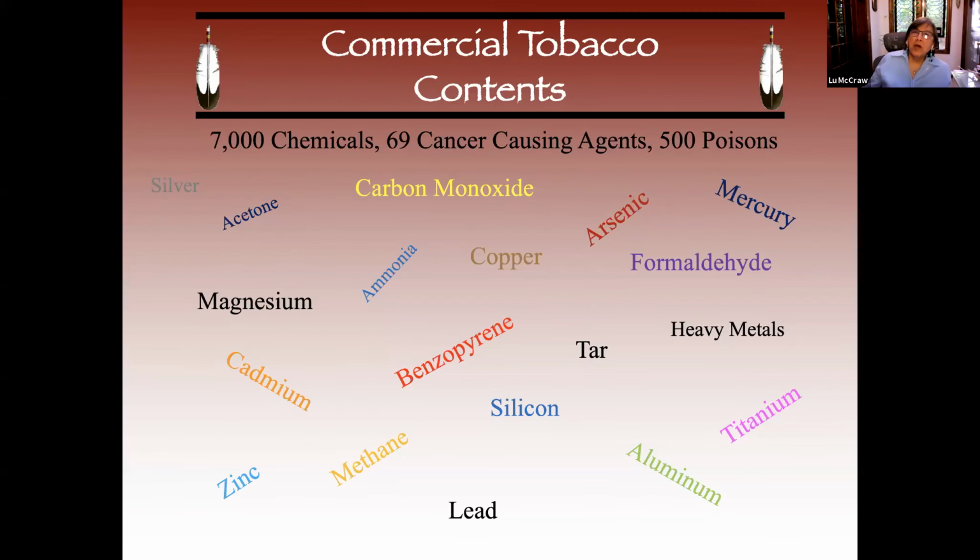And so what do we know about commercial tobacco? I'm sure everyone knows this is just a little, not even just a little bit of what is in your cigarettes. And traditional and sacred tobacco does not have all this stuff in there. So it's dangerous, toxic. Of course, we know it causes all kinds of cancers, lung cancer.